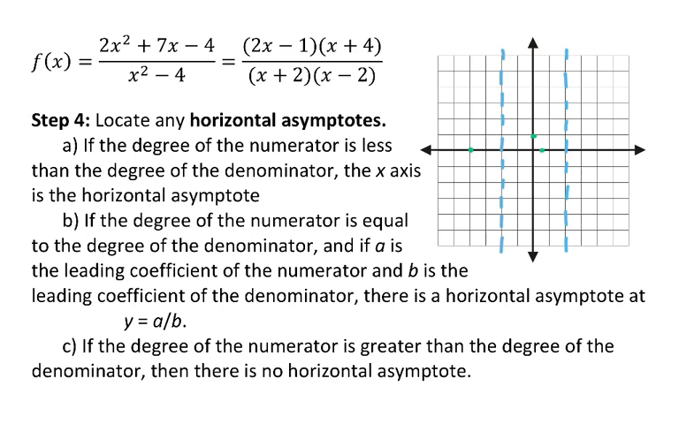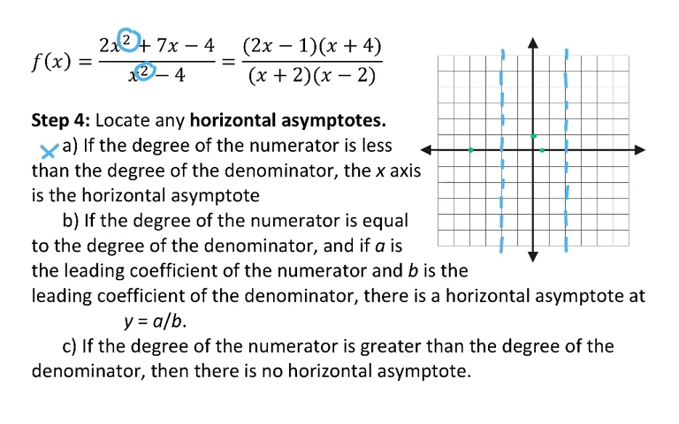So the degree of the numerator here is 2, and the degree of the denominator is also 2. Now we look at some different issues. If the degree of the numerator is less than the degree of the denominator, the x-axis is the horizontal asymptote. That doesn't happen this time. There are plenty of examples where that will happen, so we know that this is not the case. The horizontal asymptote is not the x-axis.